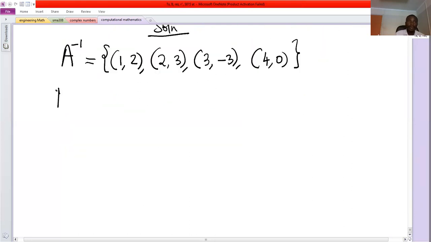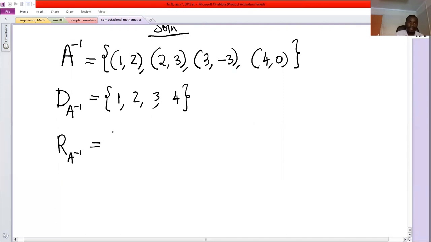And so the domain of this inverse relation will be given by the set of all the first elements in each pair. So 1, 2, 3, and 4. And then the range of that inverse relation will now be the set of all the second members of each pair. So 2, 3, -3, 0. So that's how we find it.